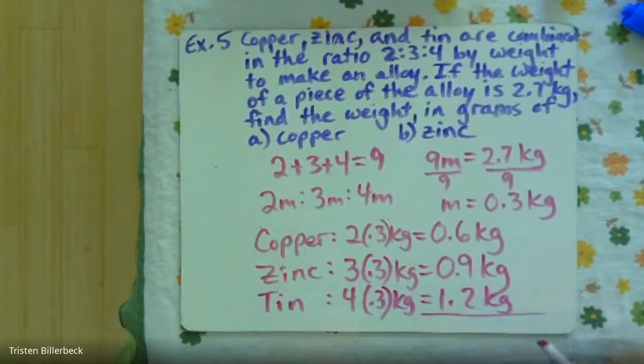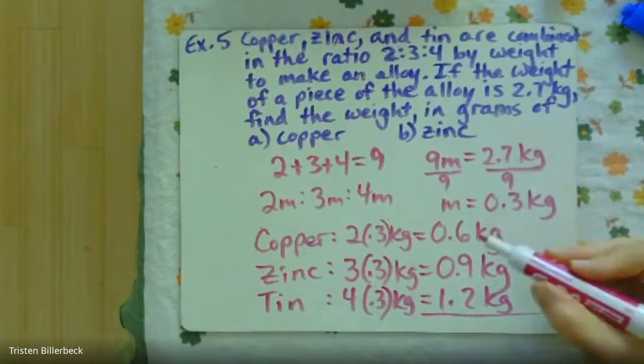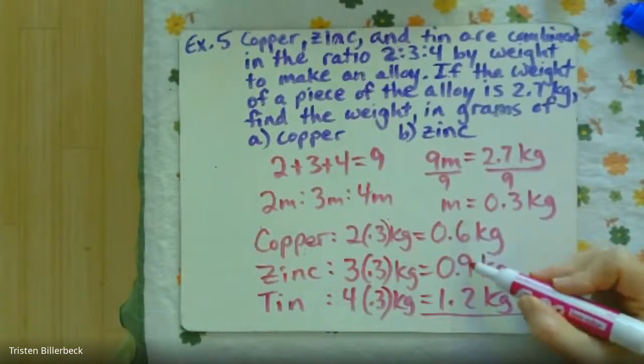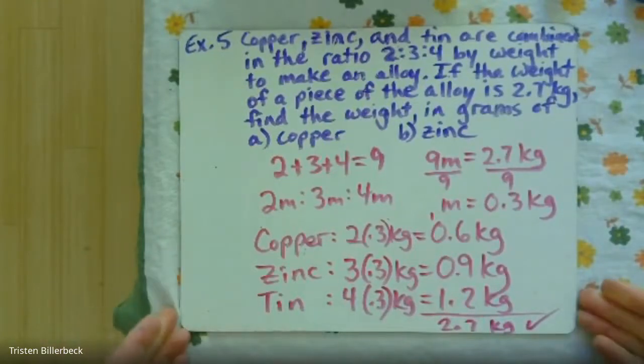Now, if we add this up, guess what it's going to add to? 2.7 kilograms. So we have 6 plus 9 is 15, plus 2 is 17. Carry a 1. 1 plus 1 is 2. And it checks. All right. So let's try another problem.